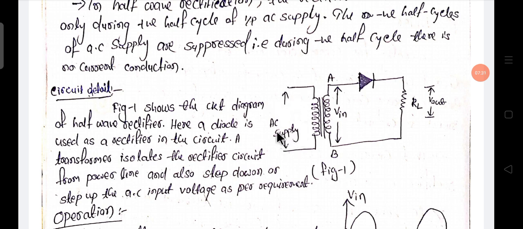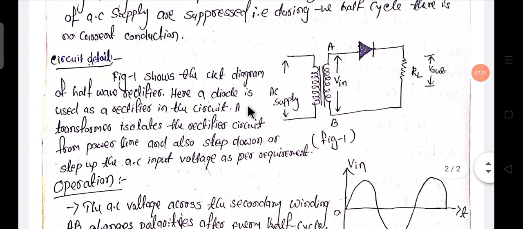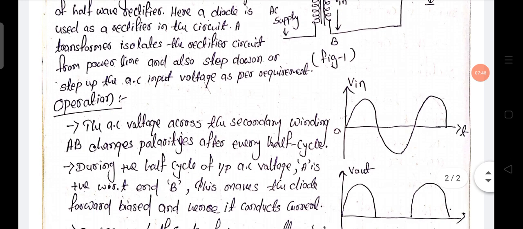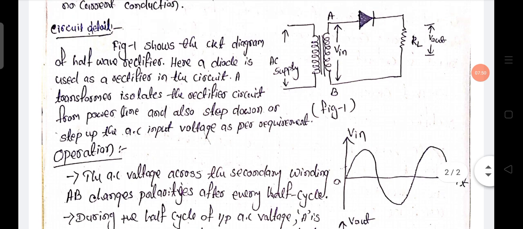And this is the circuit. Here RL is the load. Here we can get our V out, which is DC voltage, and here we can give the AC supply. Now let us see the operation.